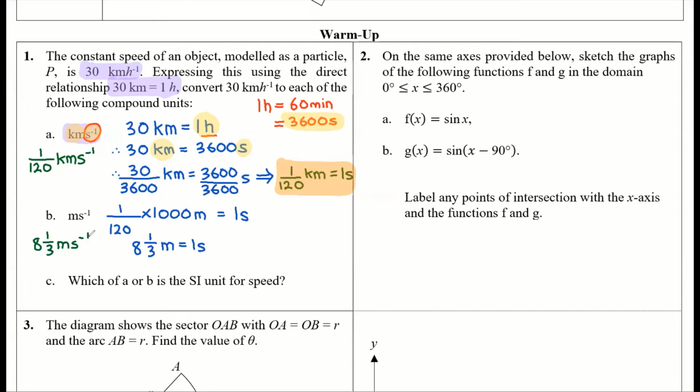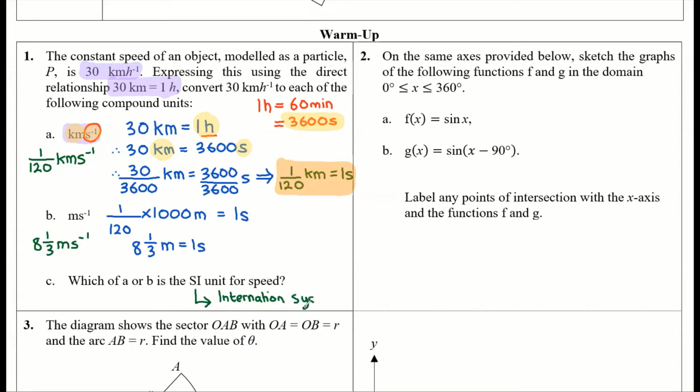And then for part C in question 1, we're asked to find or state which of A or B is the SI unit for speed. SI, it's actually originally written in French, but it just means the International System of Standard Units.